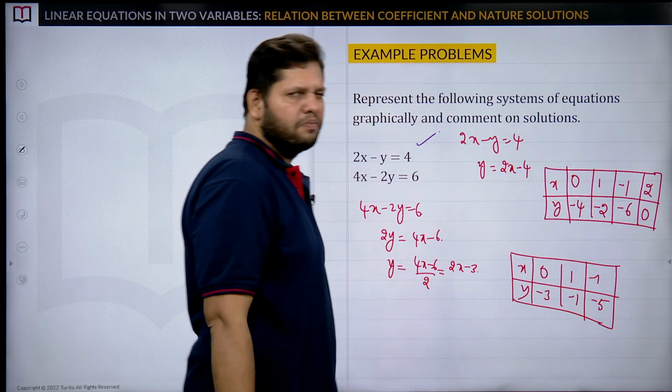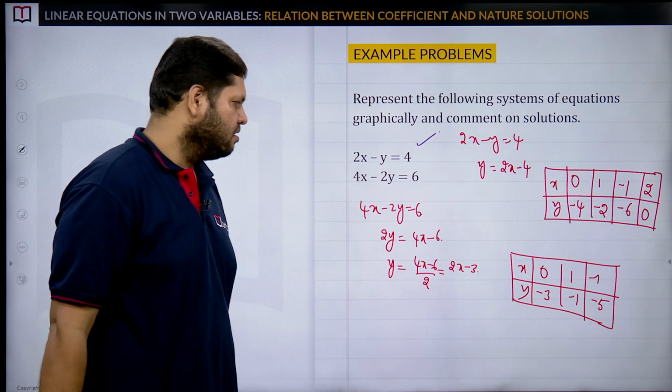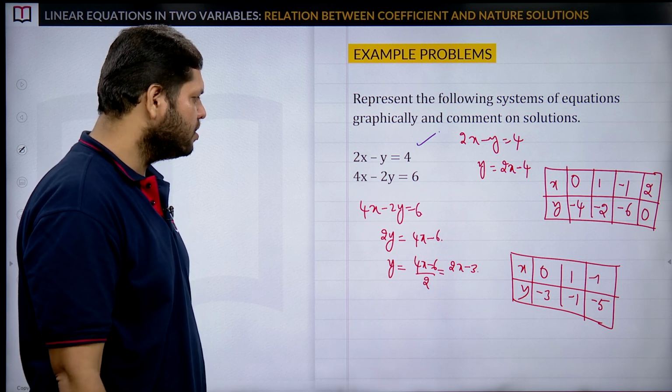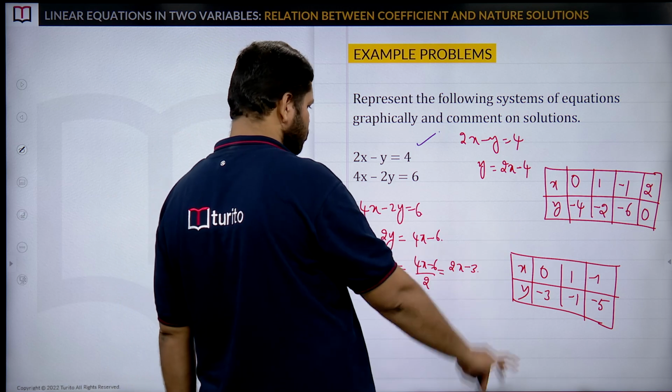Okay, children, 3 points are enough, because 2 points are enough to draw any graphical equation. So I'm finding 3 points, and let us stop there only.